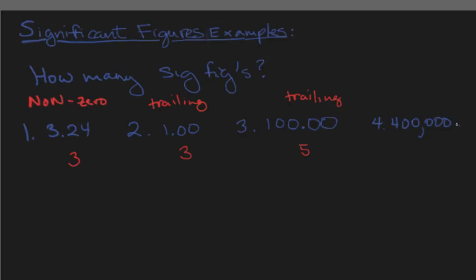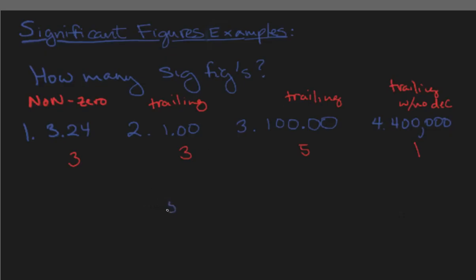Now here you see that there's no decimal point right there. So because there's no decimal point, only the 4 is significant. So trailing zeros with no decimal, this would be one significant figure. Okay? Make sure you just keep an eye out for these basic rules. Non-zeros, if it's trailing with a decimal, or not having a decimal.